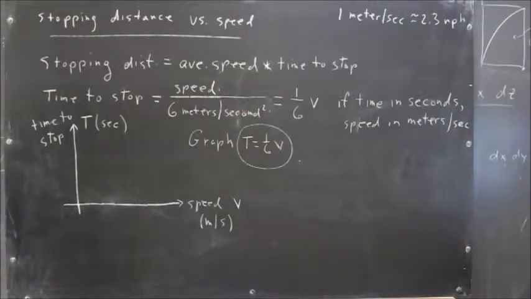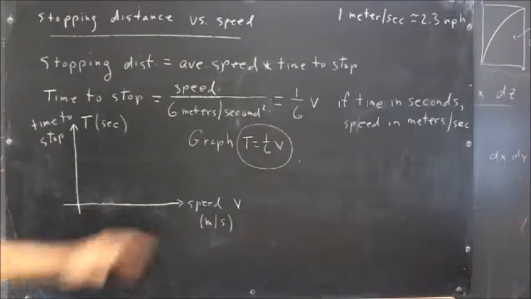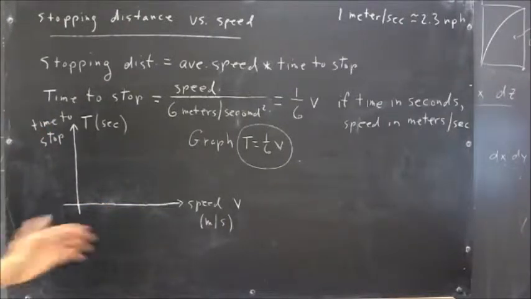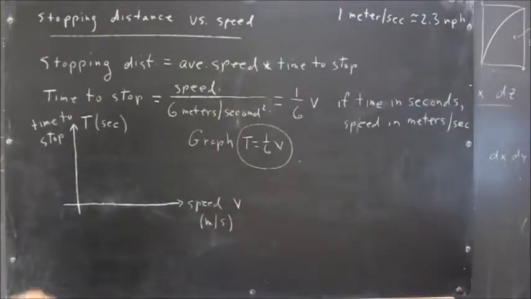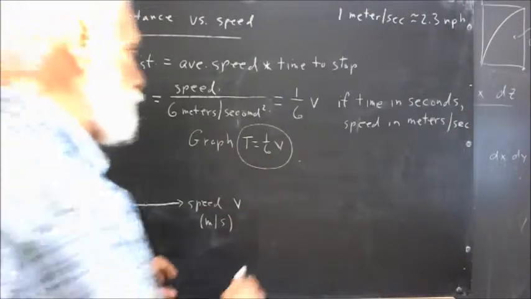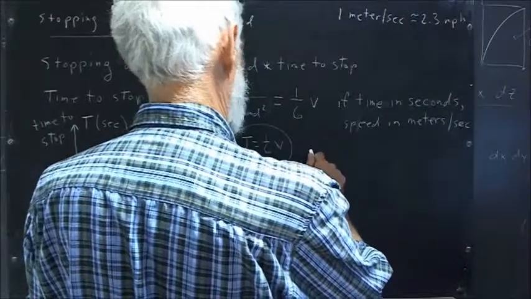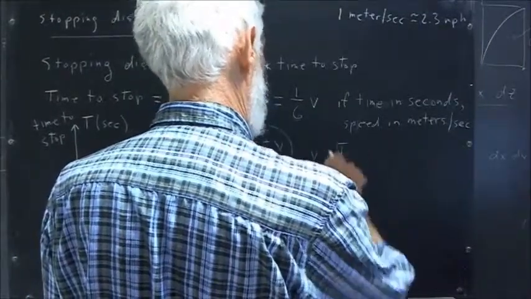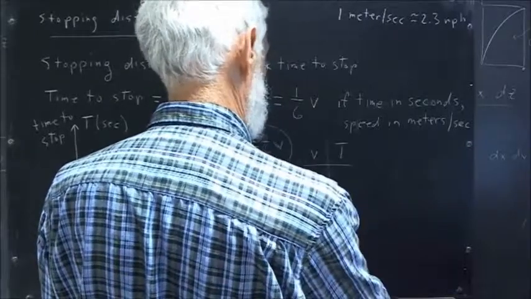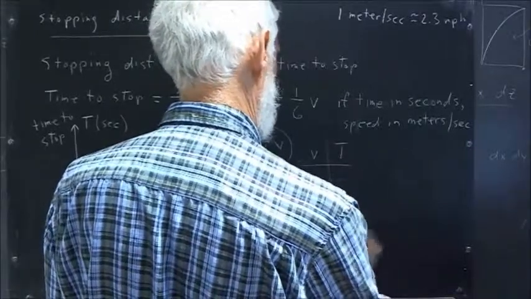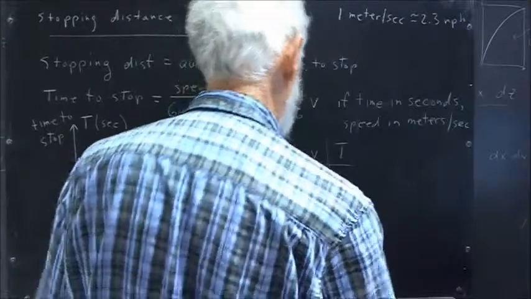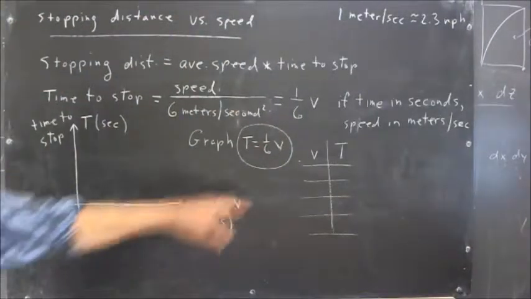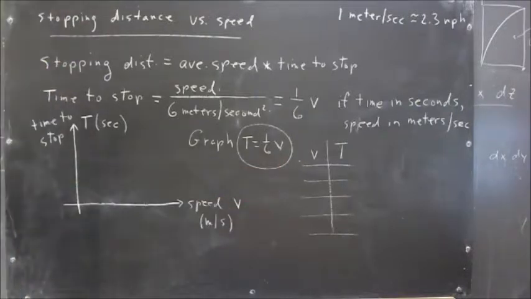Now, given that, I've got a graph set up here. You should pause, sketch a copy of this, and sketch the graph of T equals 1/6 V. And you should probably also make a table of T versus V, putting a few selected values in. You can do as many as you like. Select reasonable values of V.